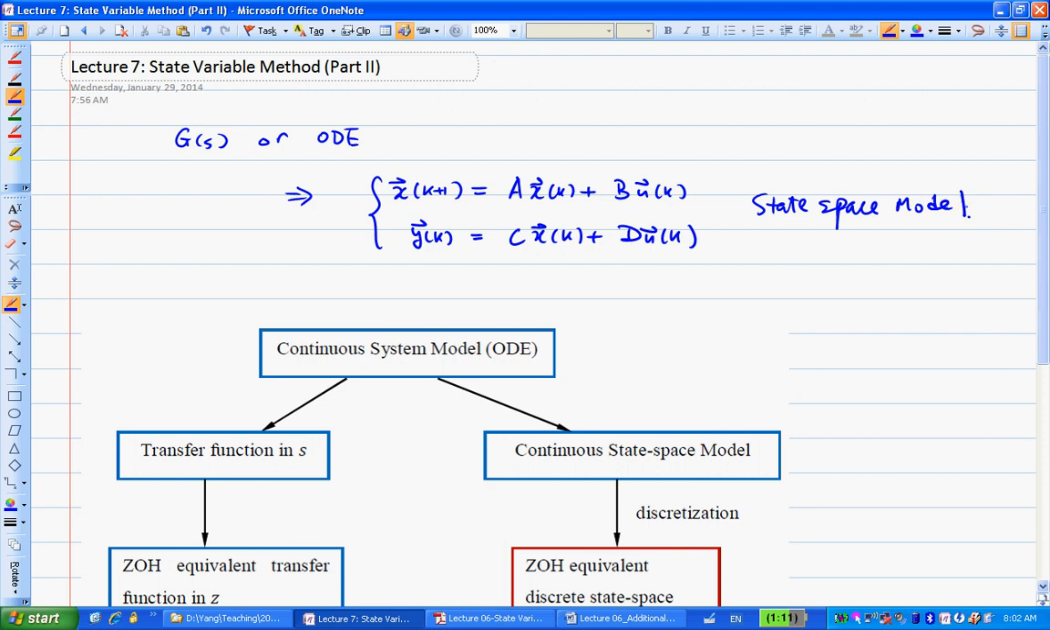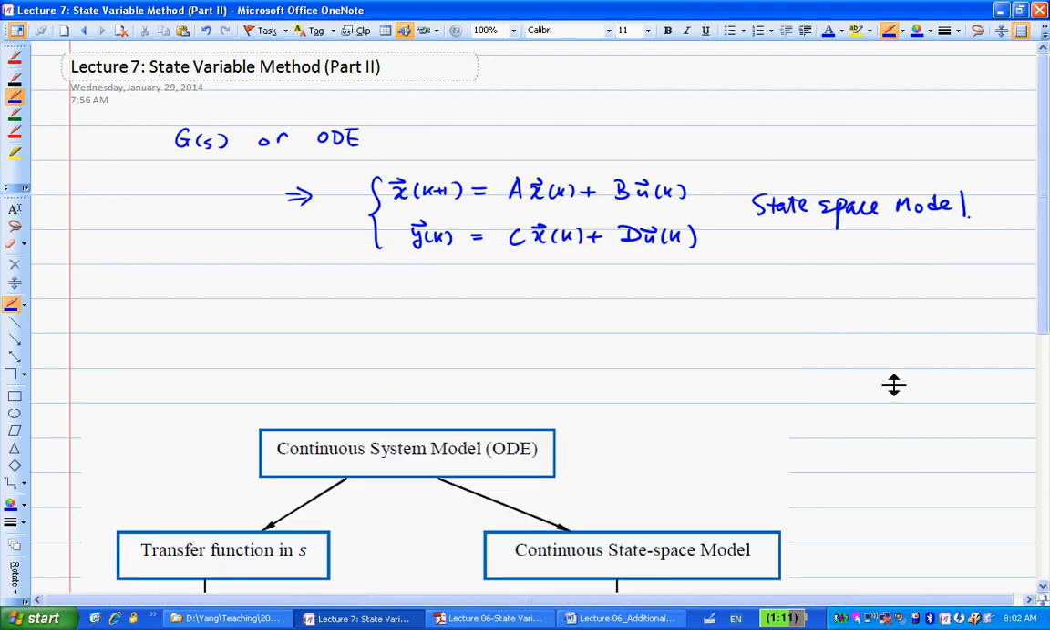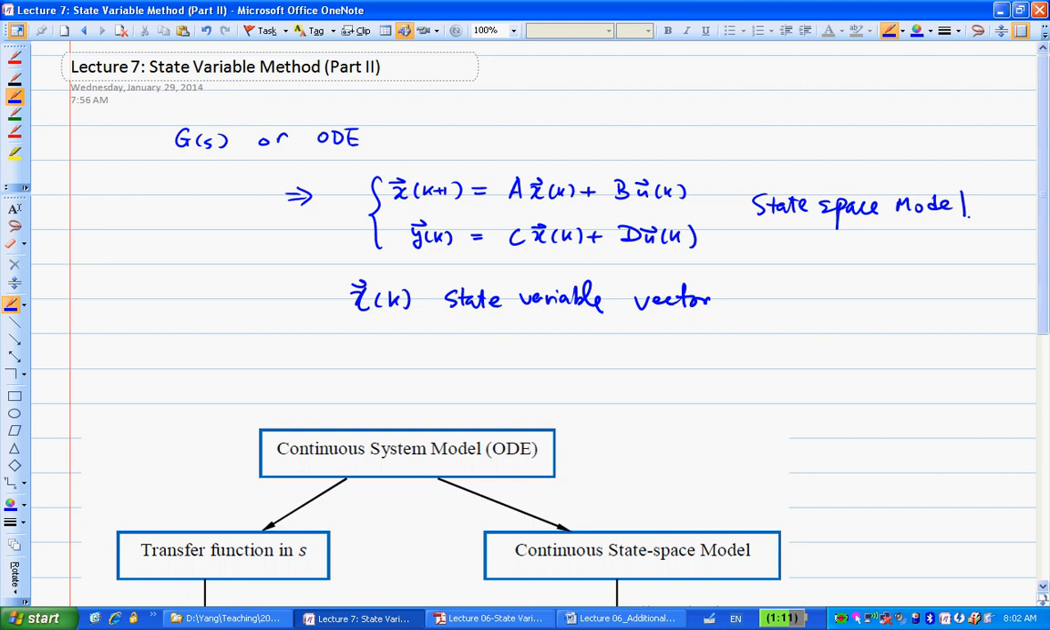At this stage, you need to know what each one of them represents. This x of k here is a vector of so-called state variables. How many state variables are there? In general, the number of state variables is the same as the order of the system. So maybe it's n by 1, and n is the order of the system.